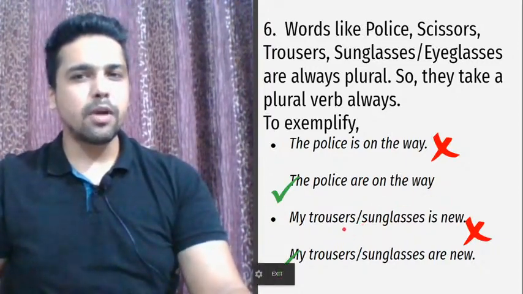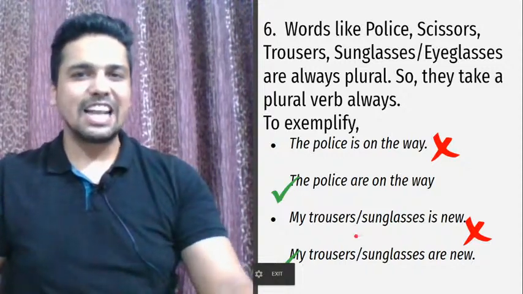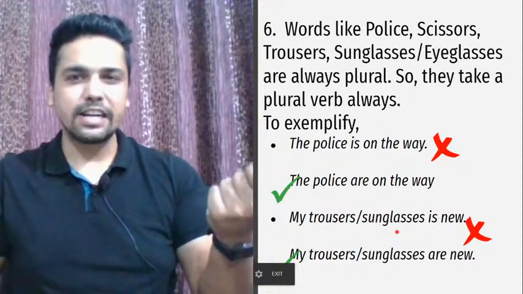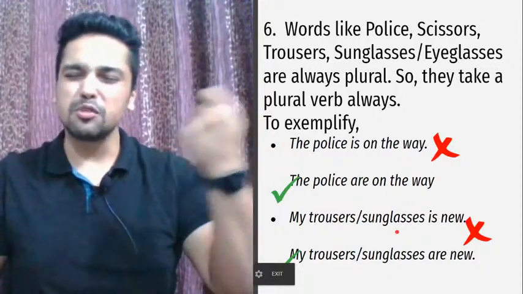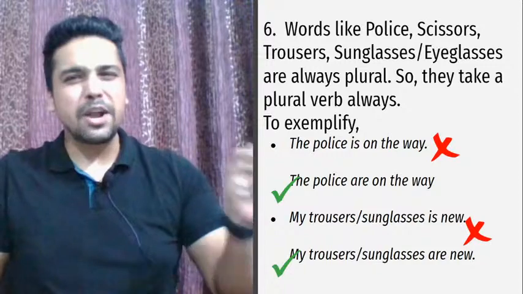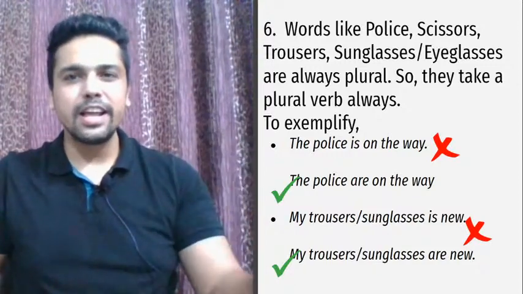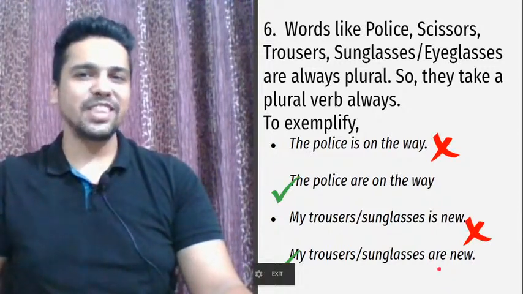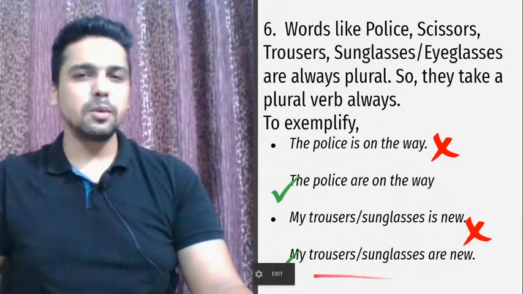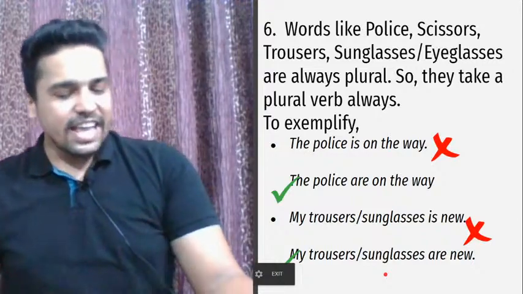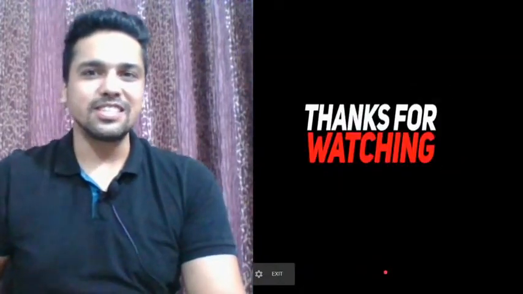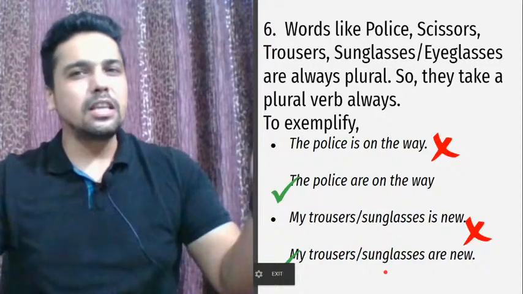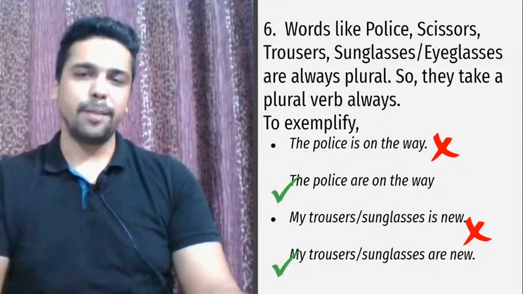Similarly, words like trousers, sunglasses. Let's say you bought a new pair of trousers, or a new set of sunglasses, and now you want to show it off to your friend. Hey, you know what? My trousers and sunglasses is new. No, that's wrong. My trousers and sunglasses are new. Because this will always be plural. Yes, that's about these errors. That was what the topic was all about. So avoid all these grammatical mistakes that will make you look dumb.